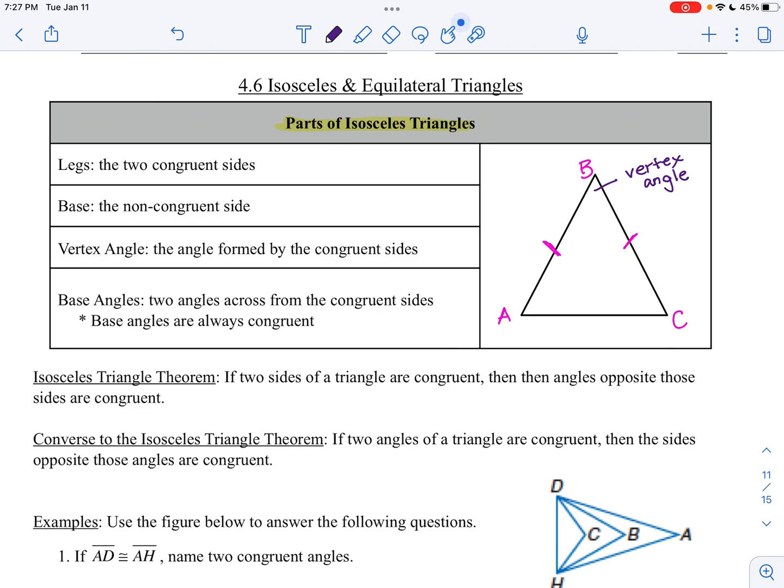The sides that are the same length are called the legs of the isosceles triangle, and the one side that's a different length is called the base. The base does not necessarily have to be the bottom of the triangle, it's just the side that's different from the other two.